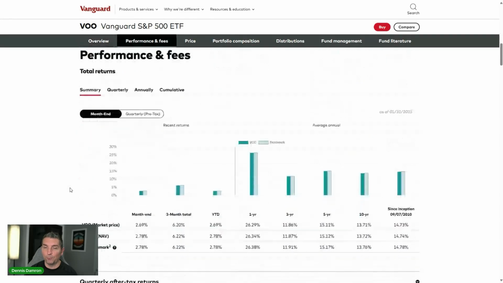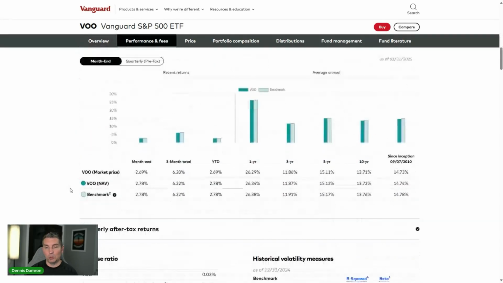Then we get into the performance. This is where it gets interesting. So looking at the last 2 years of the performance with the VOO, we have seen over 20% double-digit growth, even thinking of the last year. So this is, of course, through 1/31. So this is through the end of January. We're looking at a 1 year of 26.29%. That is incredible to see the performance.